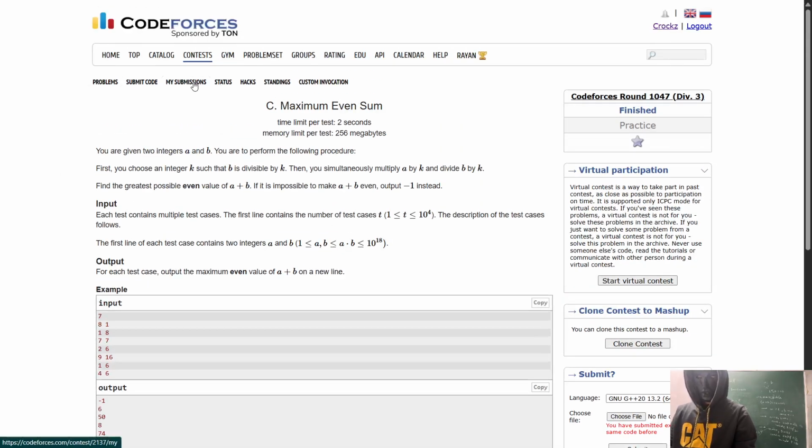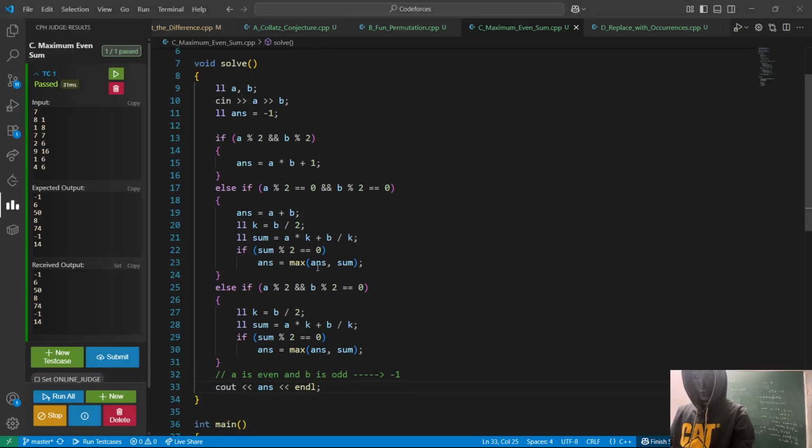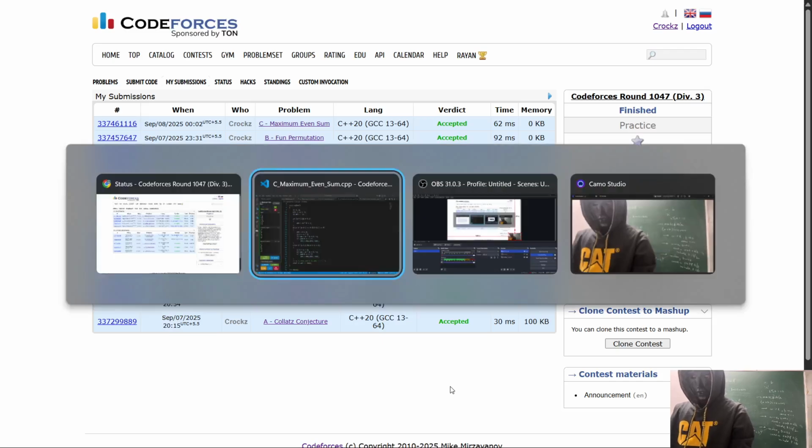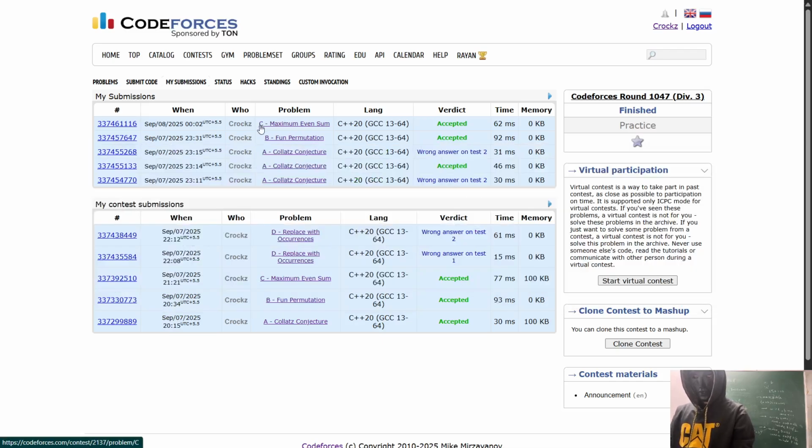So I think you guys can try to submit this code and this will work fine because I've already submitted it in the contest. So as you can see, the C problem was accepted. So yeah, in this way, okay, here also it is submitted, as you can see.